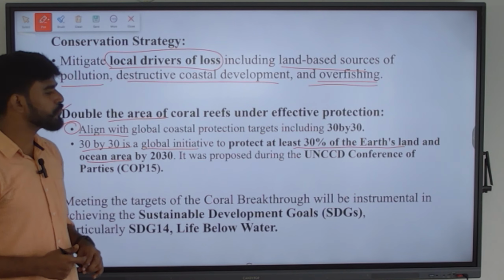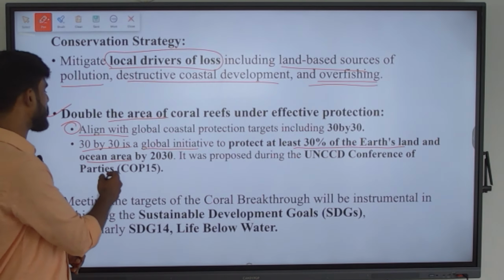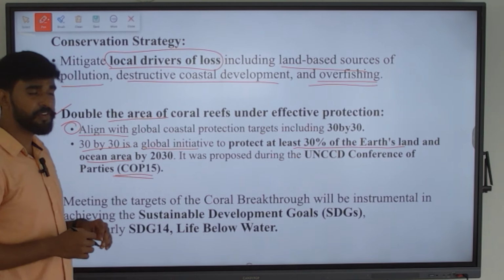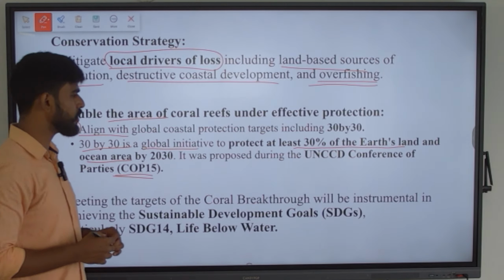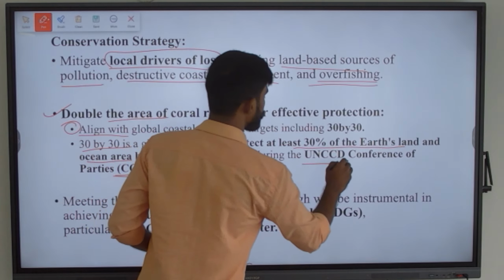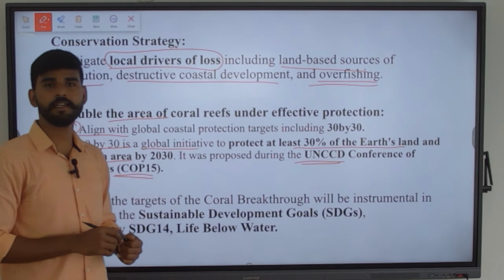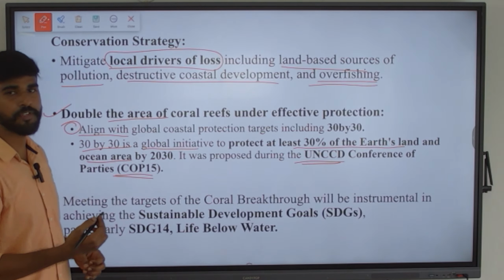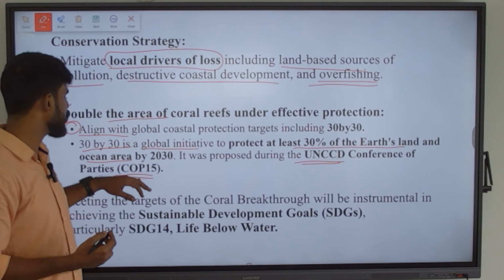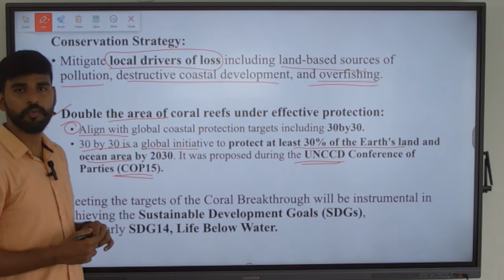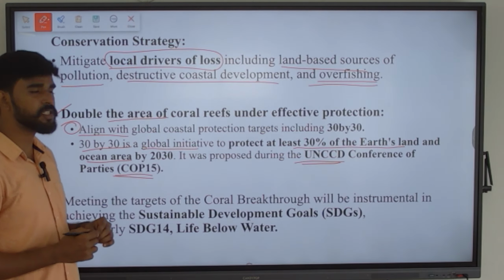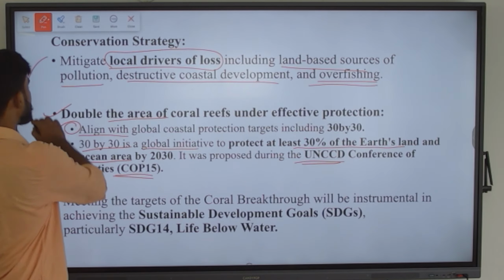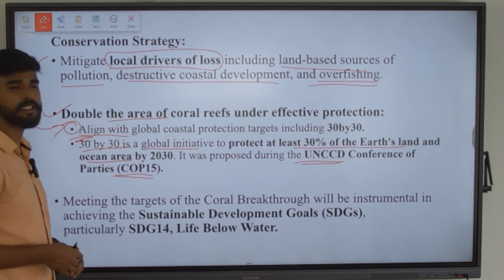Okay, and this was proposed during the Conference of Parties of UNCCD, the 15th Conference of Parties. During that time it was proposed. And what is UNCCD here? UNCCD is United Nations Convention to Combat Desertification. So during the Conference of Parties of this convention, that is COP15, this initiative was put forth. Okay, 30 by 30, and the strategy here is to align with these targets.